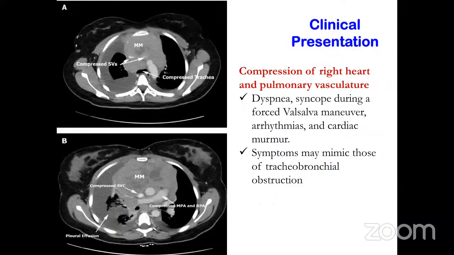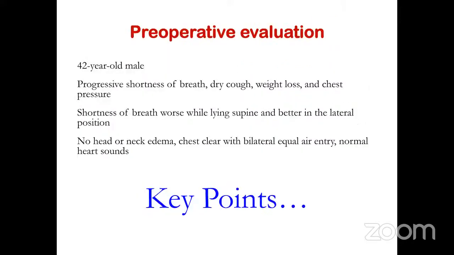Now, in case they are pressing on the right heart, right ventricular outflow obstruction can happen, or on the pulmonary vasculature, these patients can have dyspnea, syncope, arrhythmias, and cardiac murmurs. Hence, when you are assessing these patients, try to look for these features also.